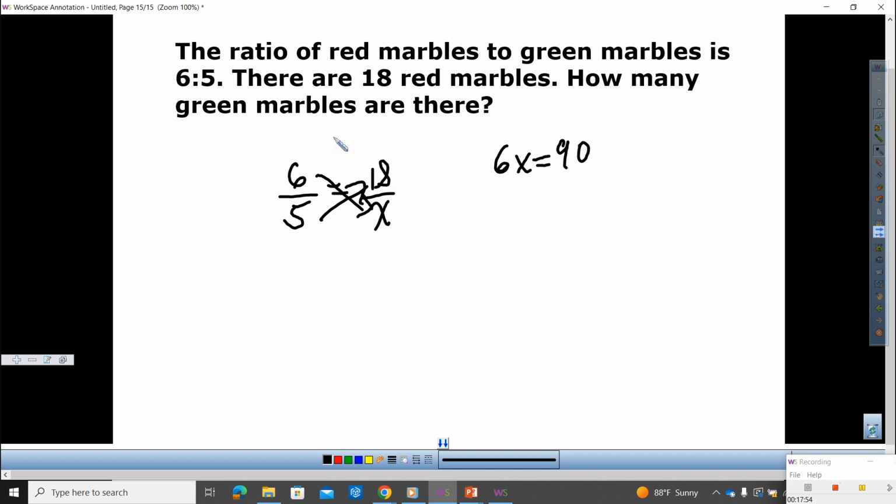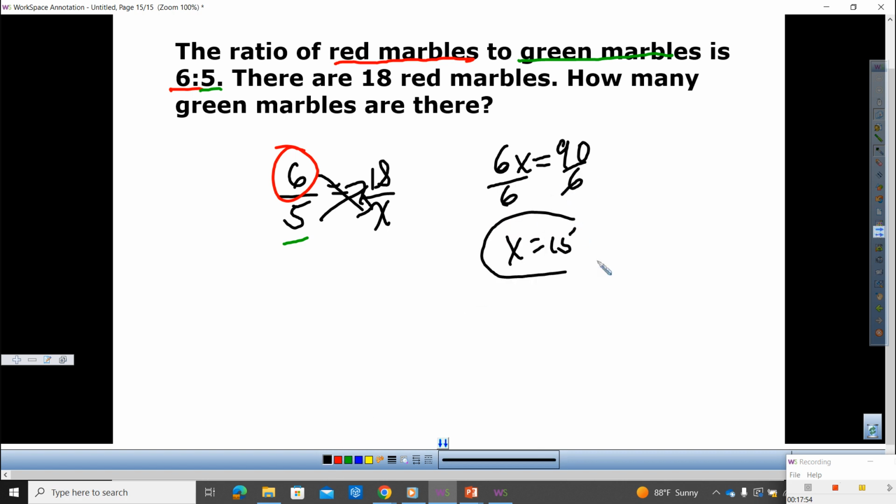Once again, if you're not getting the location correct, remember to use colors. It says red marbles to what? To green. So which one was mentioned first? Red. That means that the 6 is red and the 5 is what? Green. So therefore, 18 red go on top. That's why you wrote 18 on top, and the other one is x. So therefore, divide by 6. X equals 15. And of course, your statement.